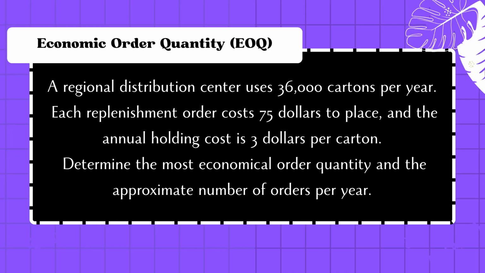Problem 5. Economic order quantity for replenishment. A distribution center uses 36,000 cartons of product each year. Each replenishment order costs $75 to place, and keeping 1 carton in stock for a full year costs $3. What order size would minimize the total annual inventory cost? And how many orders should the company place each year?